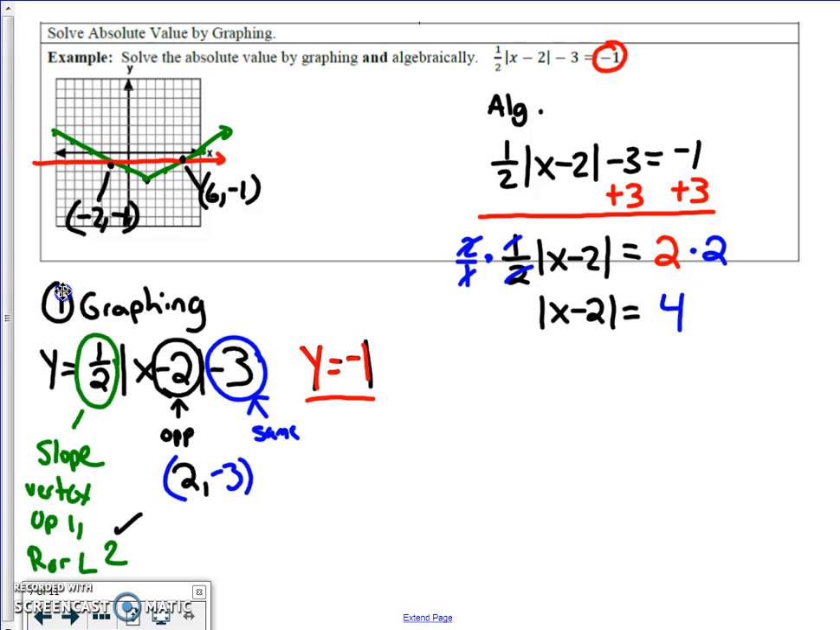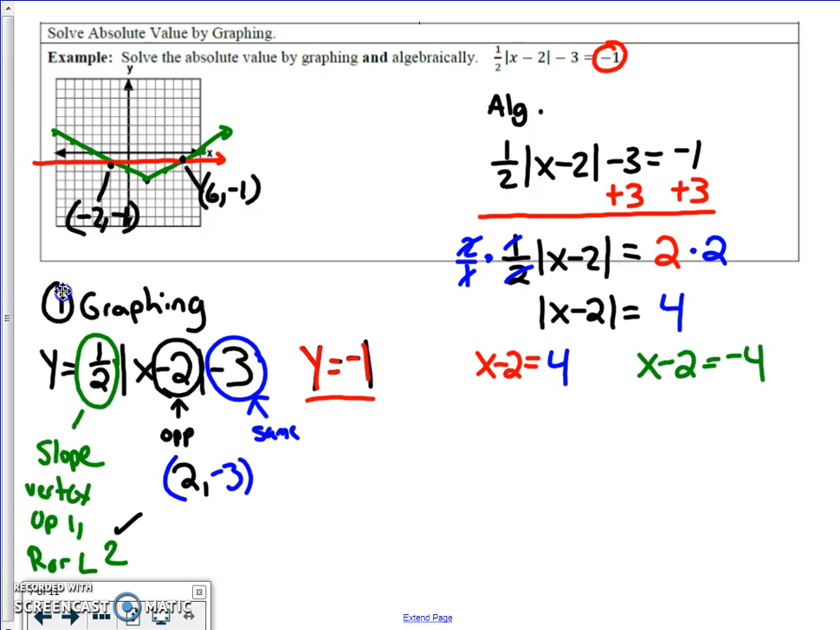At this point, I'm going to rewrite it as two equations. In one, I'm going to have x minus 2 is equal to 4. After all, the absolute value of x minus 2 being equal to 4 means that I could be at a distance of -4 or +4 away from 0. This reflects being the positive distance away from 0: x minus 2 is equal to 4. And the other case is x minus 2 is equal to -4.